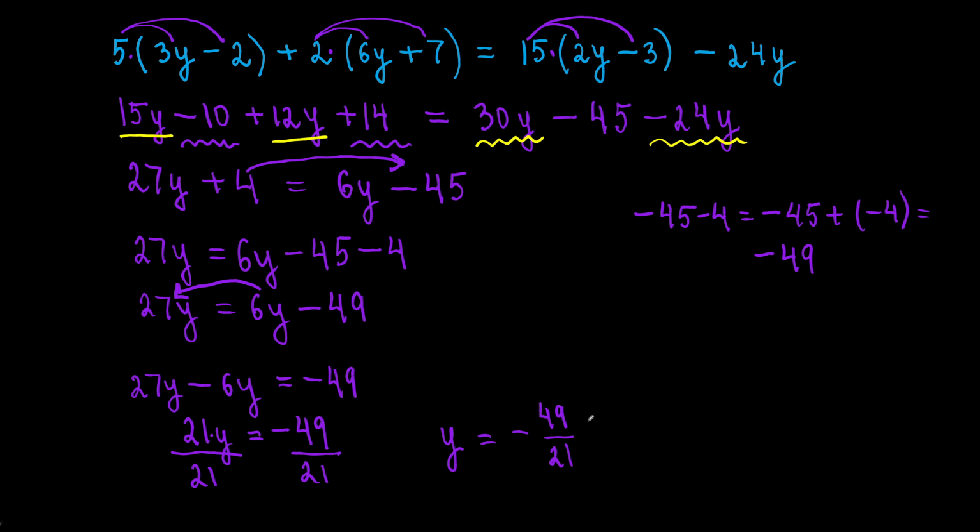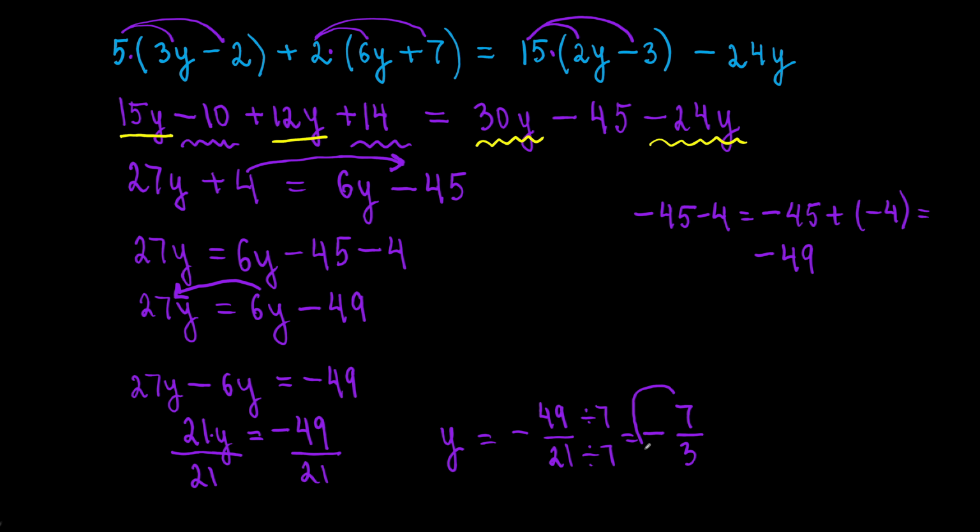And we see that this is an improper fraction, so we need to reduce it. Let's reduce it by 7. So we divide numerator by 7 and denominator by 7. We will have minus. So 49 divided by 7 is 7, and 21 divided by 7 is 3. So the answer as an improper fraction is negative 7/3.